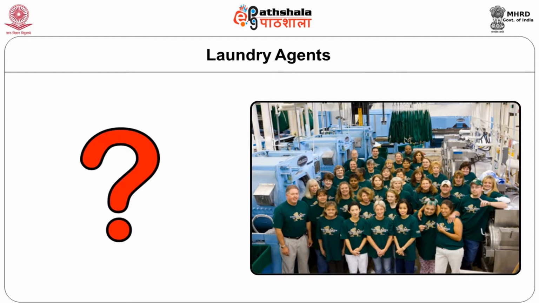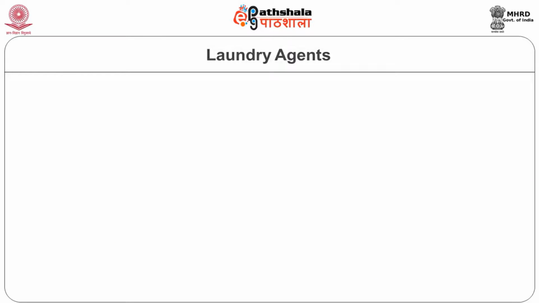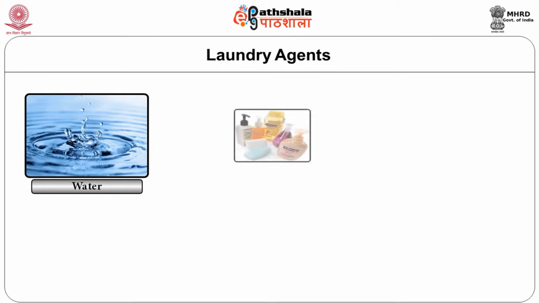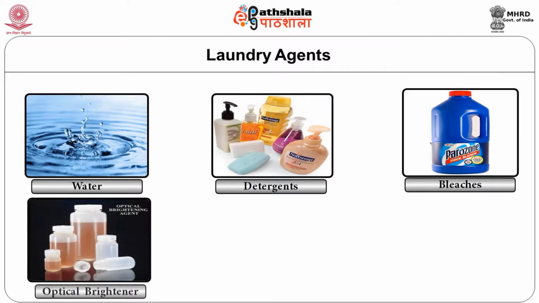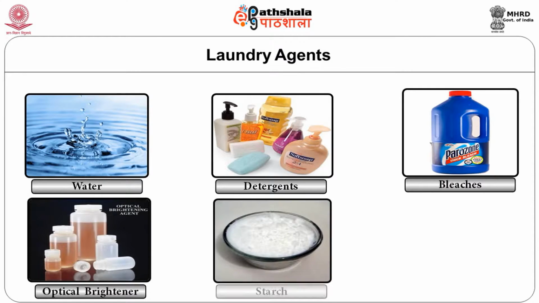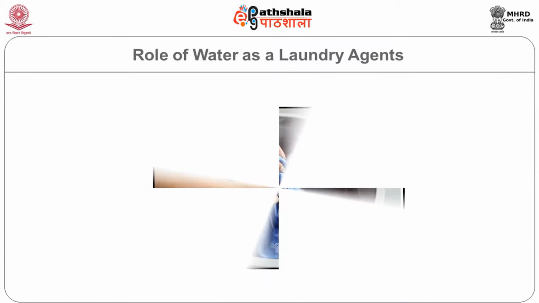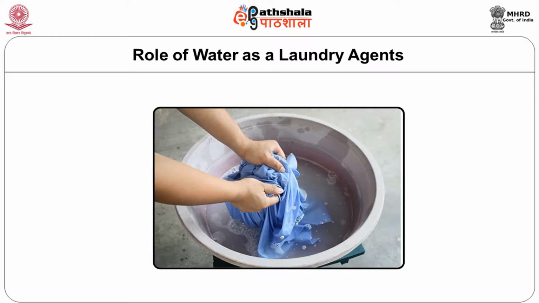Will you be able to guess what agents are frequently used by the laundry staff? Yes, they are water, detergents, bleachers, blues, in other words called the optical brightener or whitener, the starch and the fabric conditioner. First, we are going to see about the role of water as a laundry agent.